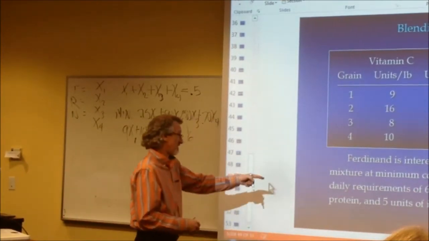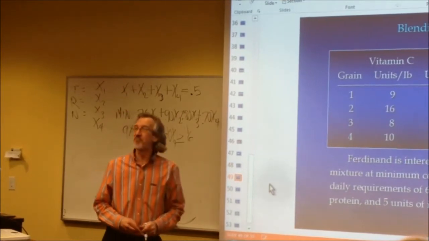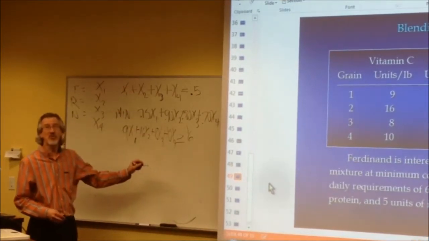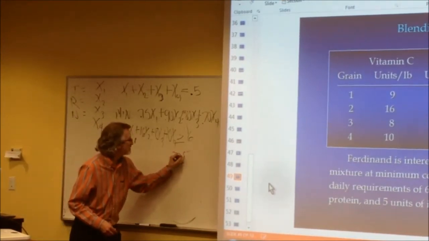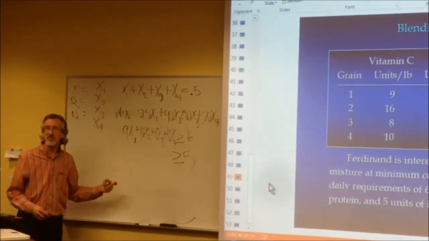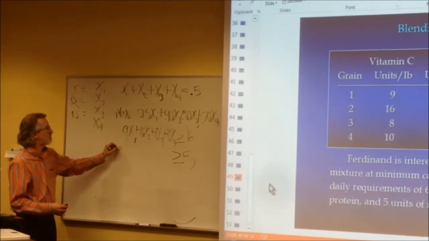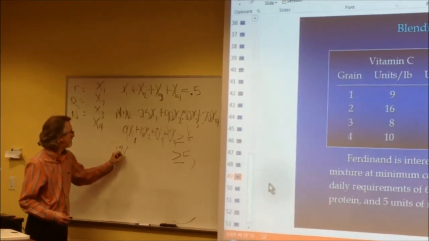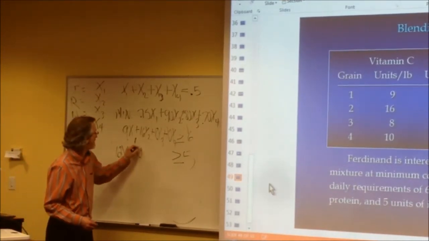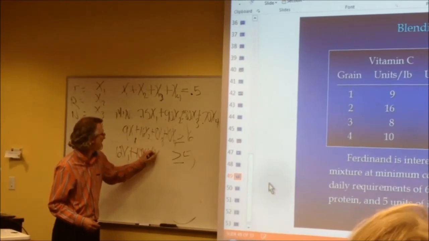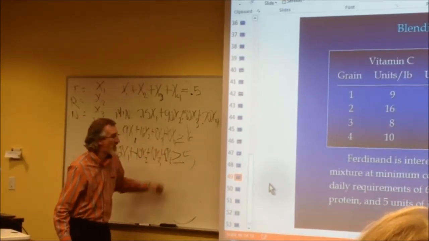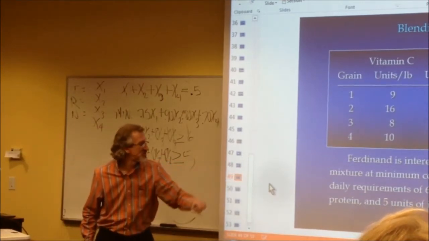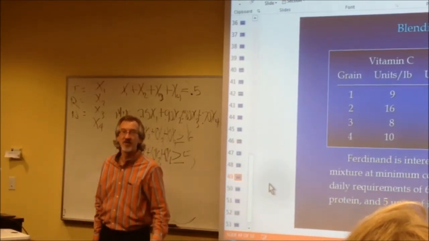I'll keep going. 5 units of protein. Less than or equal, greater than or equal to 5. Thank you. Turn the variables, have it represent protein. X1, what do I put? There you go, you guys are getting this. Plus 10 X2 plus 10 X3 plus, what's the last one? 8 X4. Then it says 5 units of iron.